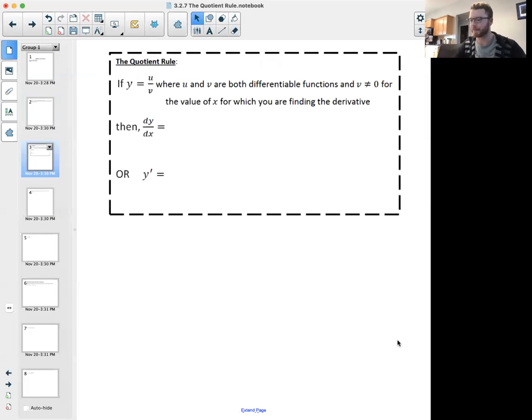Okay, so if there's a question that says differentiate using the quotient rule, then the quotient rule is: if y is equal to u over v, where u and v are both differentiable functions, and v does not equal 0 for the value of x for which you're finding the derivative, then the derivative of y with respect to x is equal to v multiplied by the derivative of u with respect to x, subtract u multiplied by the derivative of v with respect to x, divided by v squared.